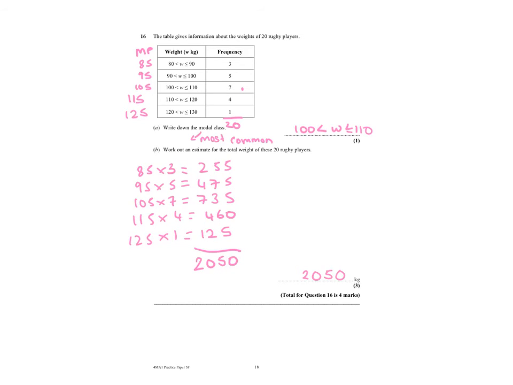2050. Now, sometimes a lot of people automatically see this table and they want to work out the mean. Okay, now we have to be careful. It doesn't say work out an estimate for the mean, it says work out an estimate for the total weight.